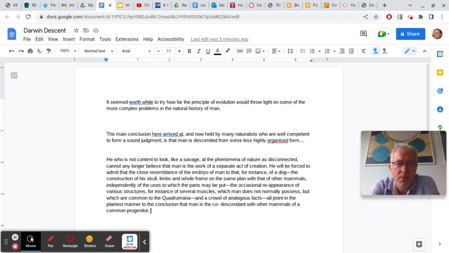And this is the second excerpt here. The main conclusion here arrived at, and now held by many naturalists who are well competent to form a sound judgment, is that man is descended from some less highly organized form. That is, that you and I and every other living thing have a kind of a natural history, in the sense of where do we come from? Oh, well, we came from our parents, right?